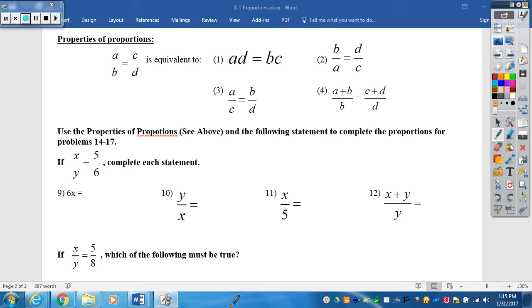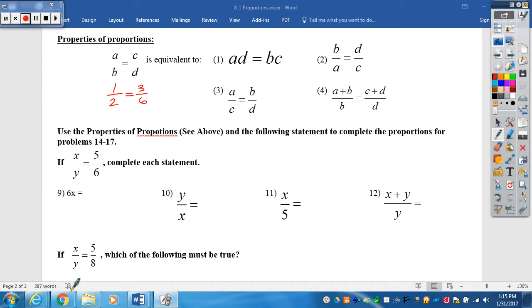And so one of the ways to identify that these are all the same proportion written differently is to actually plug in numbers. And so if I was to assign 1 to A, 2 to B, 3 to C, and let's say 6 to D, the ratio of 1/2 is equal to the ratio of 3/6, okay?